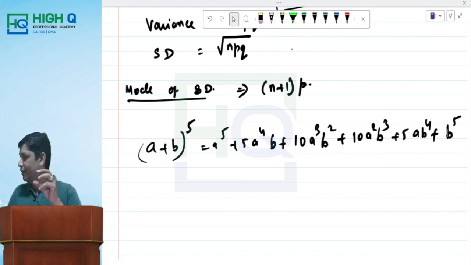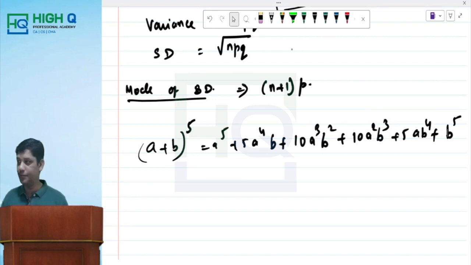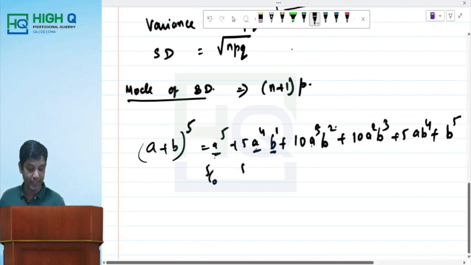This chapter was there in your school level also, in 11th standard, in business maths, even for science stream students. But we don't do it for the purpose; the teacher asked us to remember, so we remembered. See, the first term is a power 5. Next, a power 4 and b. The total degree is 5 only. I keep on decreasing the degree of a, and I keep on increasing the degree of b. The coefficients are 5C0, 5C1, 5C2, 5C3, 5C4, 5C5.